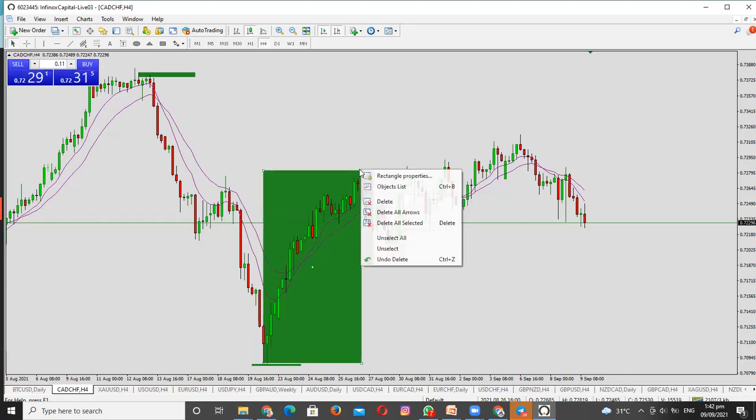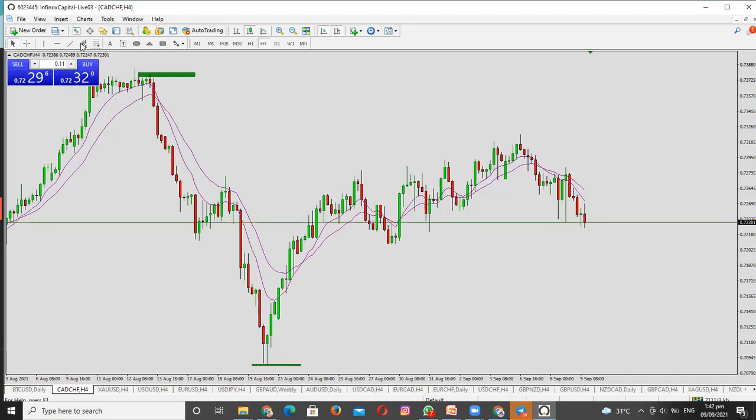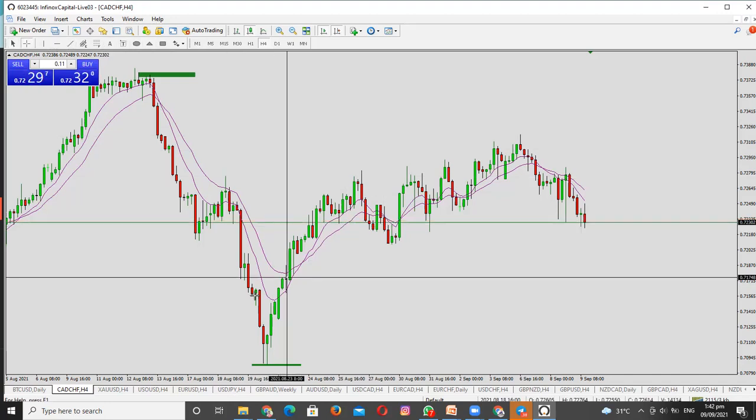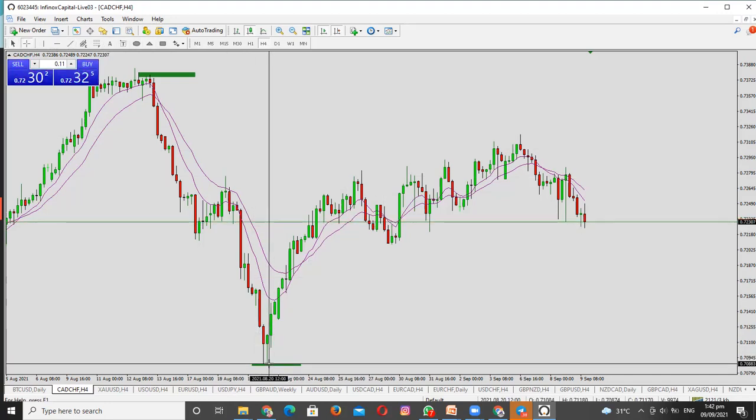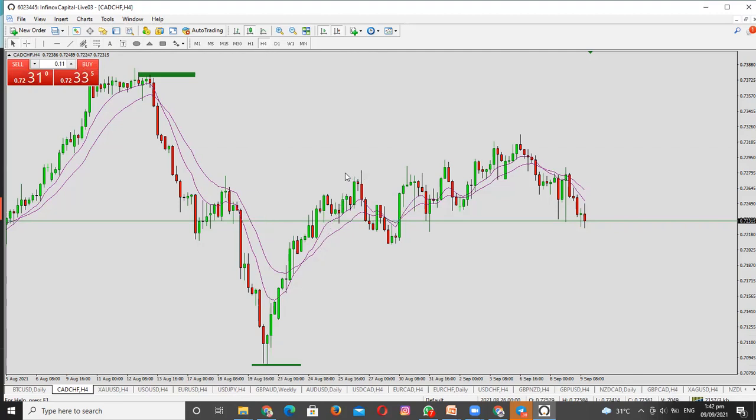How do you calculate this? How do you know the pips of the rise? How many pips it rose? You bring your crosshair, you take it from where the fall started, you drag it all the way up to where it rose to. You can see clearly that it rose 189 pips. You can see that the Canadian dollar rose against the Swiss franc. So that is how we calculate our pips.